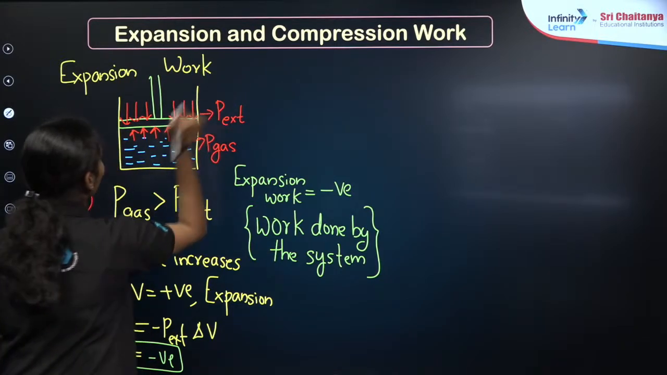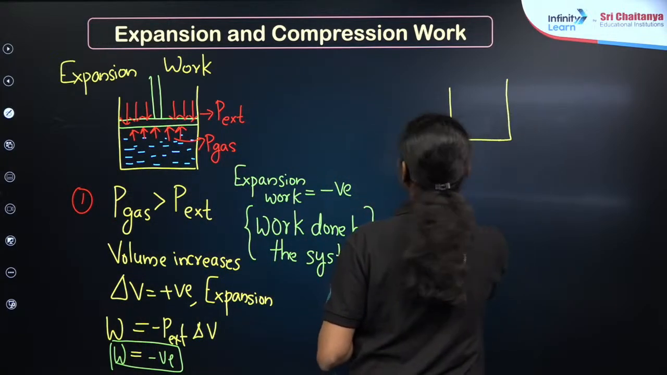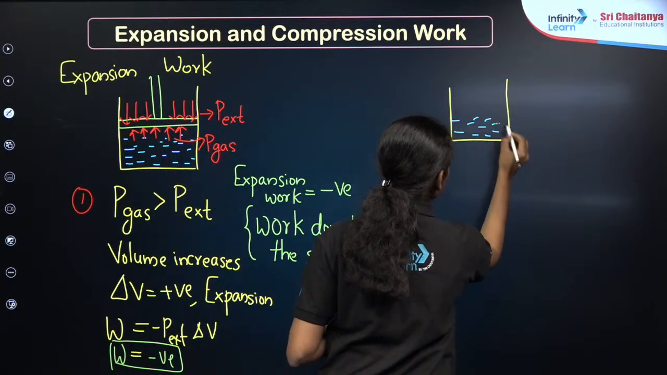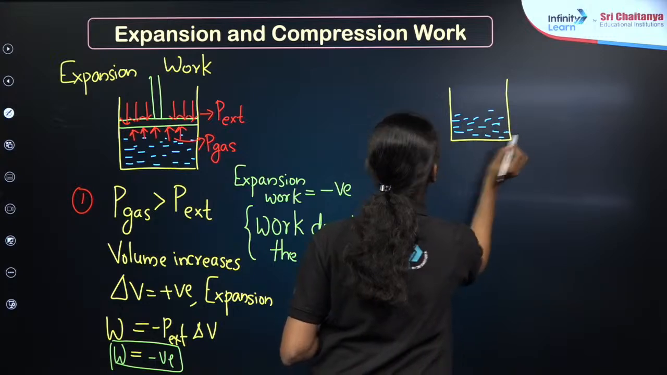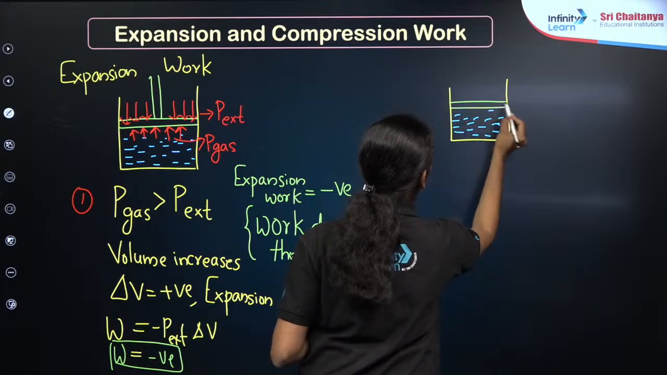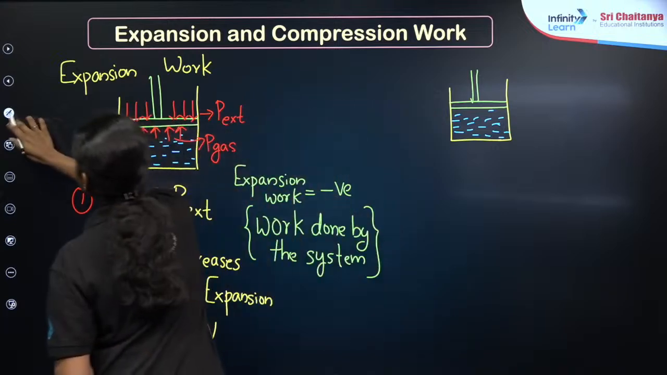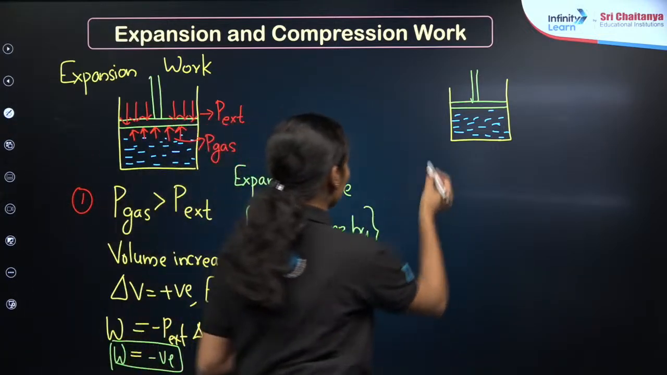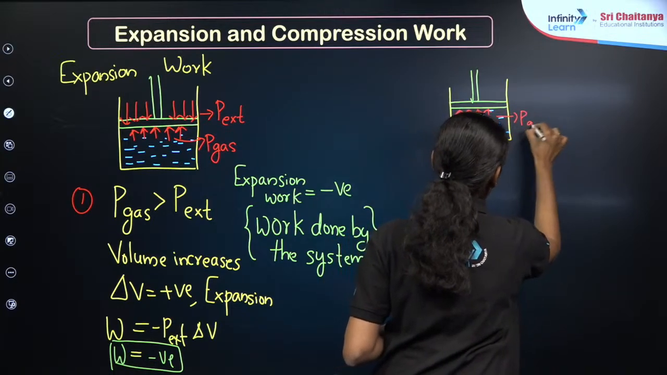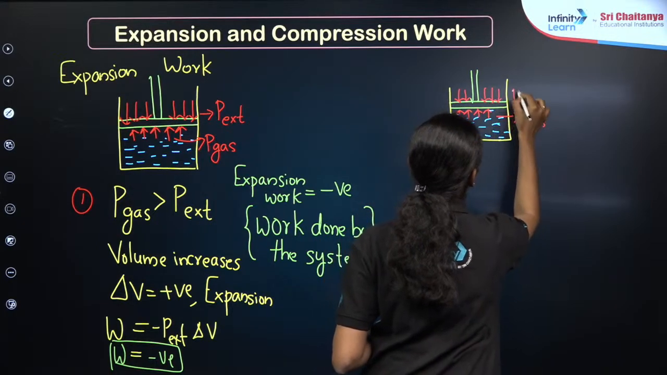Then what will be the next condition if you are considering the compression work here? Similarly, I am taking the same container. Again, a gas is present in this container, and the piston is also present here. The first one will be the pressure exerted by the gas, that is P gas. Then, if the piston is exerting pressure here, it will be taken as P external.